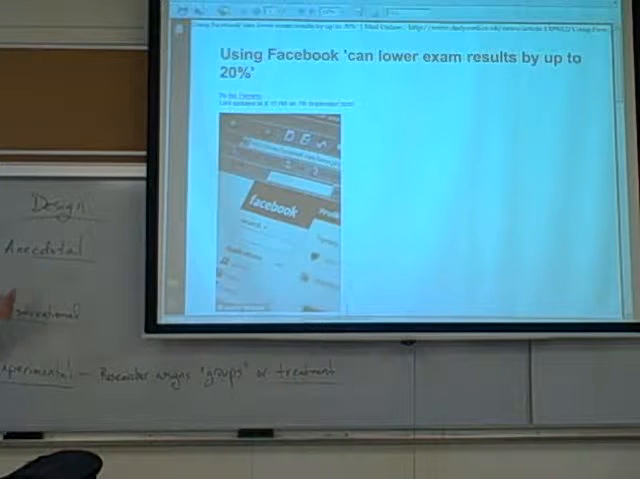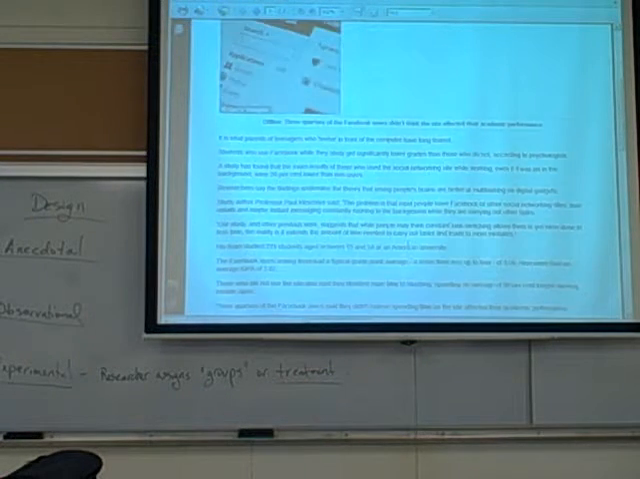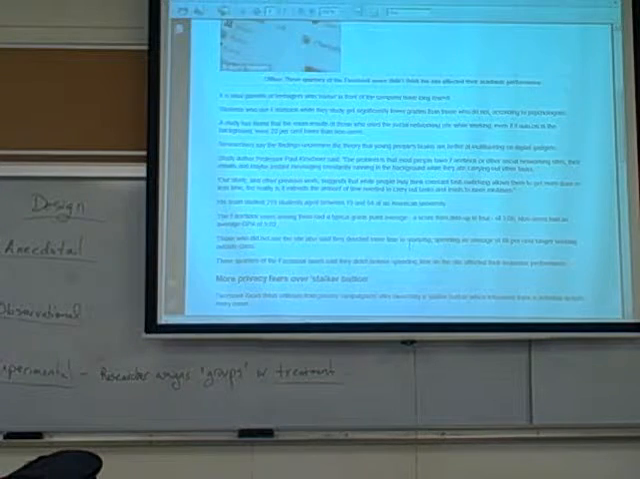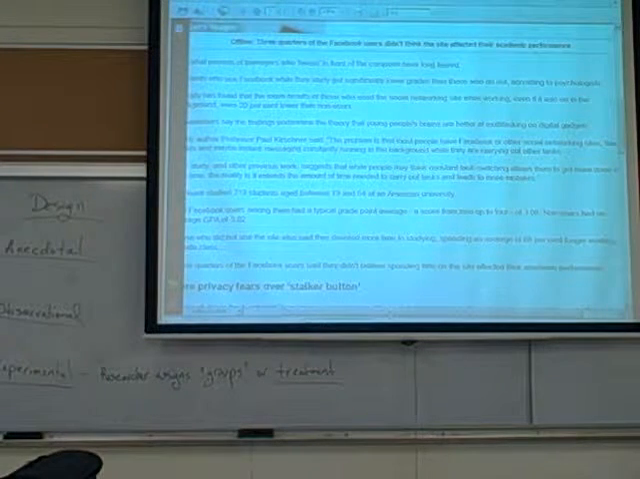If it's anecdotal evidence, probably not. What this says is using Facebook can lower exam results by up to 20%. Let me see if I can blow that up just a little bit.